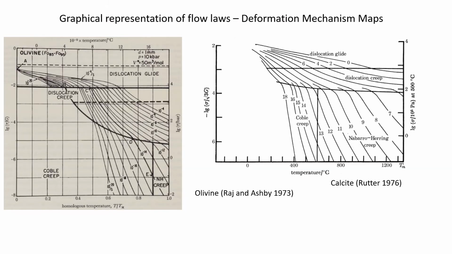One way graphically to represent constitutive flow laws was by deformation mechanism maps. These are the rock mechanics equivalent of a phase diagram. This representation was introduced by material scientist Mike Ashby. Some of the very first of these for rocks, for example calcite and quartz, were presented at TSG meetings in the 1970s.